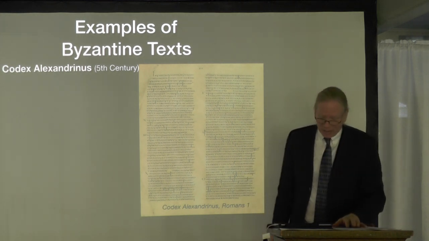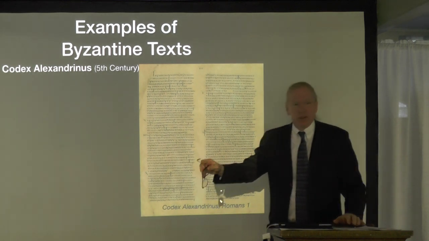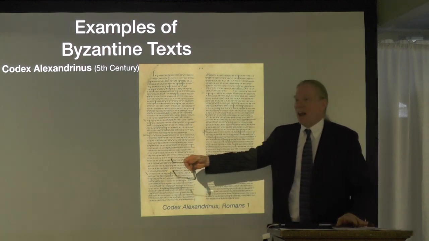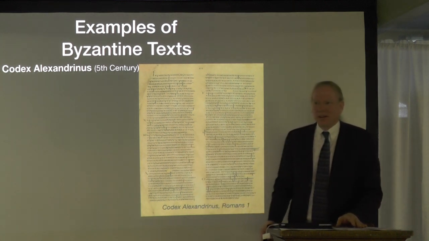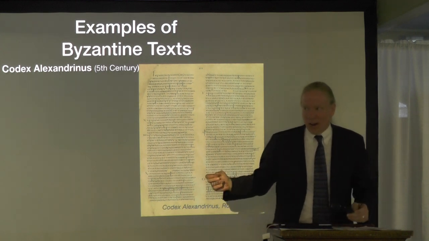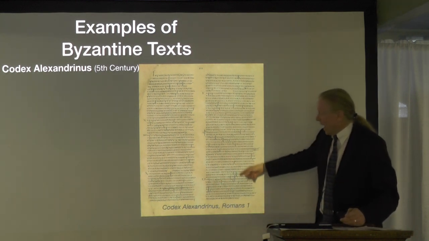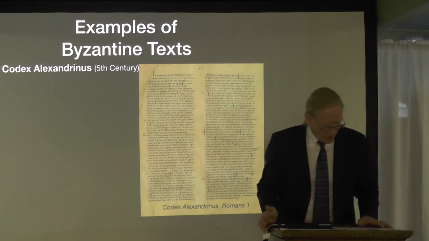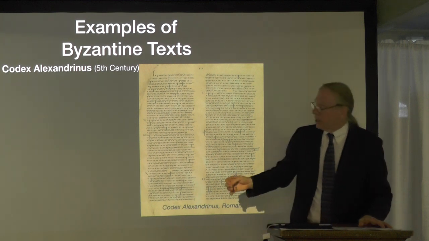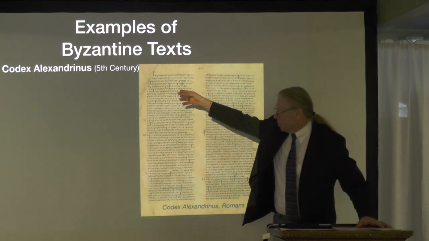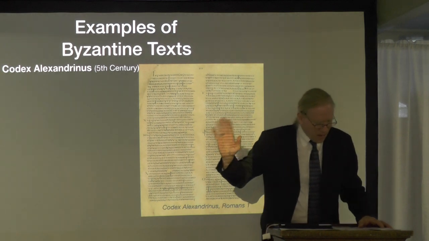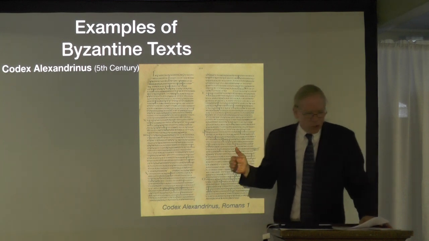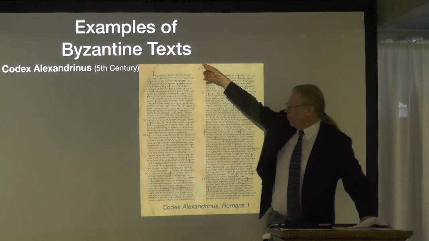The Codex Alexandrinus, and do not confuse that with the Alexandrian texts. This is a Codex Alexandrinus, okay? So that's a difference. It's a codex. This is an actual document, and this is actually a copy of Romans chapter 1, okay? And the Codex Alexandrinus, which is a Byzantine text, dates all the way back to the 5th century. Fantastic. Ancient document. Beautiful. So this is the major codex that attests to what we think would be the Byzantine text.